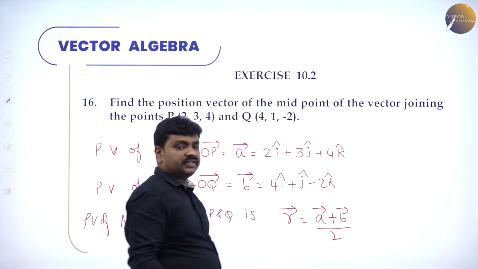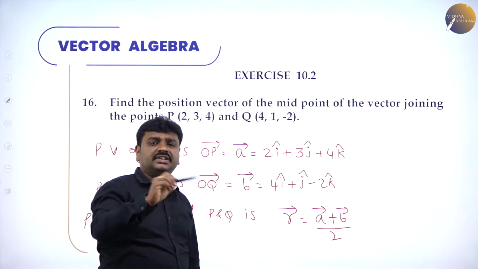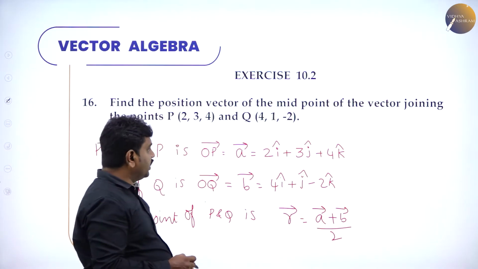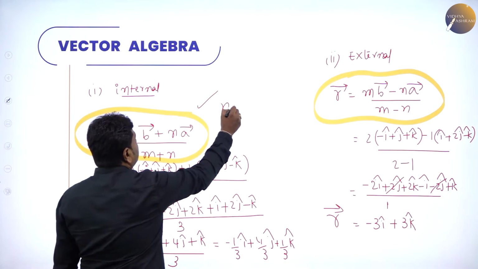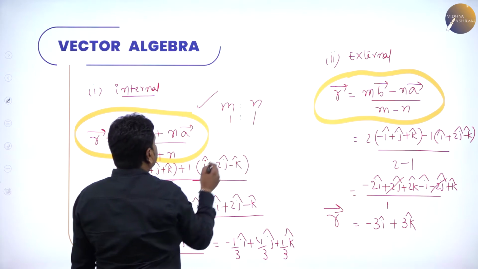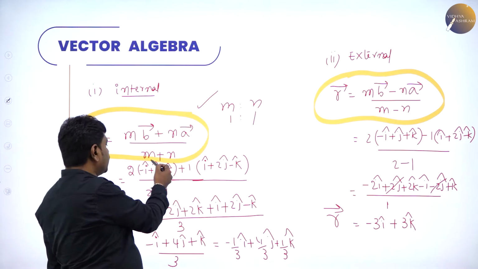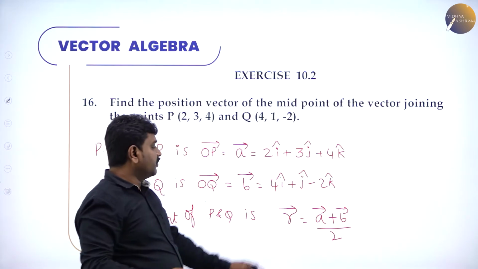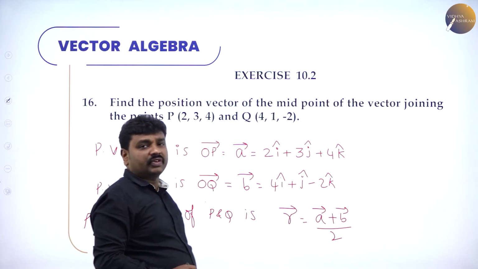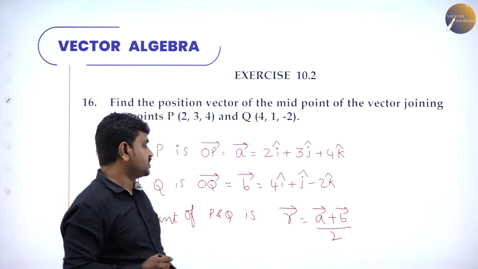So we have done internal division and external division. You know, the midpoint is the point which divides internally in the ratio 1:1. In the internal division formula, in the place of m and n, for the midpoint, that means 1:1. If you put 1 and 1, 1b plus 1a becomes b plus a, and 1 plus 1 becomes 2. That is how we derive it. So what is the position vector of the midpoint? Vector a plus vector b by 2. Vector a is the position vector of the first point and vector b is the position vector of the second point.